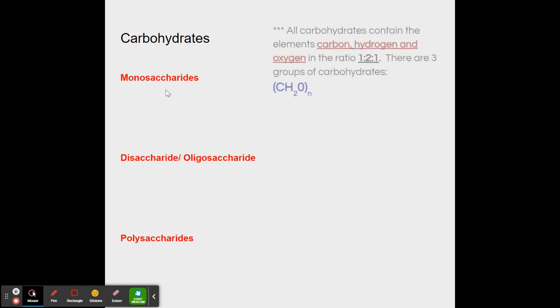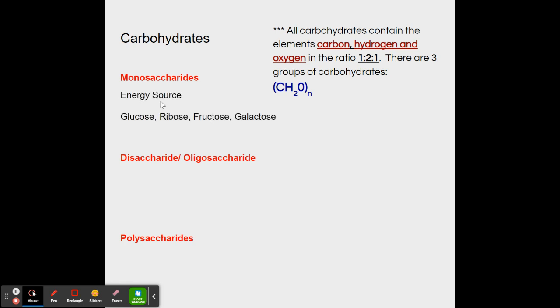Carbohydrates are broken up into three categories. All carbohydrates contain elements of carbon, hydrogen, and oxygen in a ratio of 1:1. There are three groups of carbohydrates: monosaccharides, disaccharides, and polysaccharides. The equation will look something like this: CH2O, and then you're going to multiply this whole equation by whatever the number might be. And I'll show you an example of that.